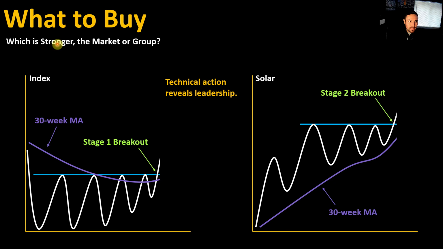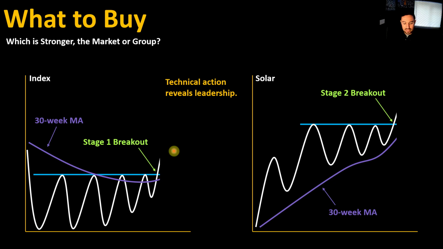Let's have a look at this one. Which is stronger, the market or the group? So this is where, and we're going to talk a lot about relative strength, technical action reveals leadership. We have the index here, which, similar to the prior chart, is coming out of a stage 1 base. But then Stan would say, okay, I want to know what stage the index is in. Is it early in stage 1? Is it just getting started in stage 2? Okay, interesting. Maybe it's in a stage 3 top, maybe it's in a stage 4 decline.